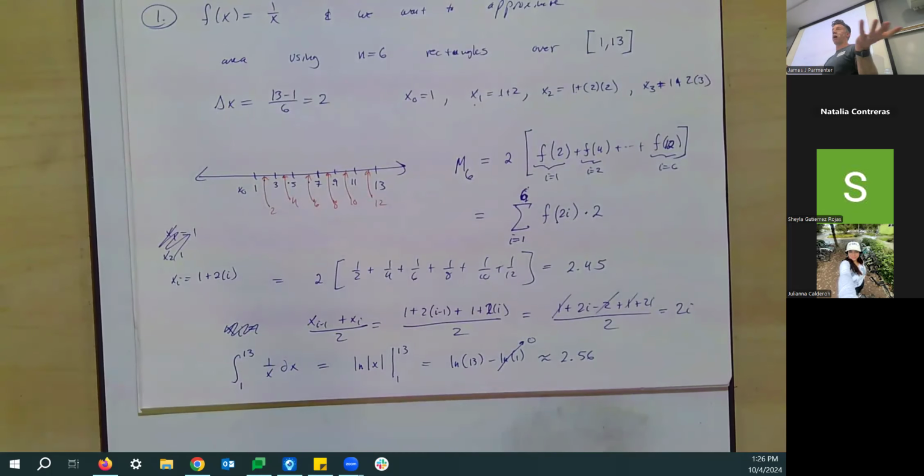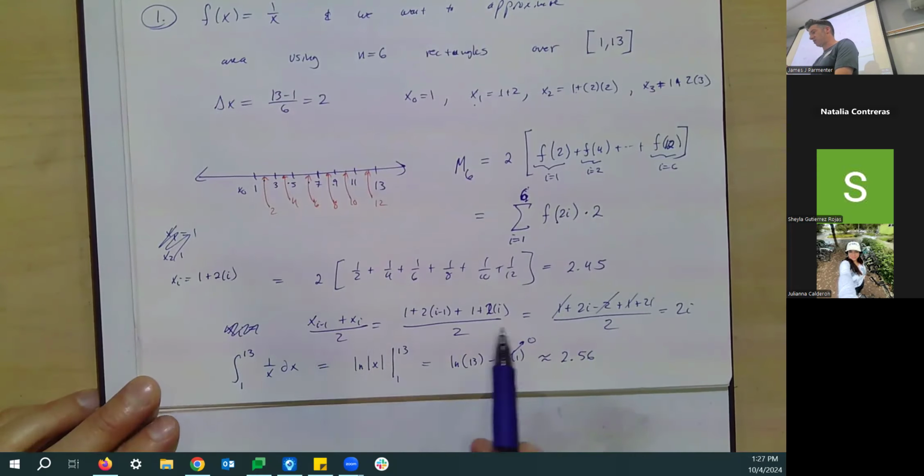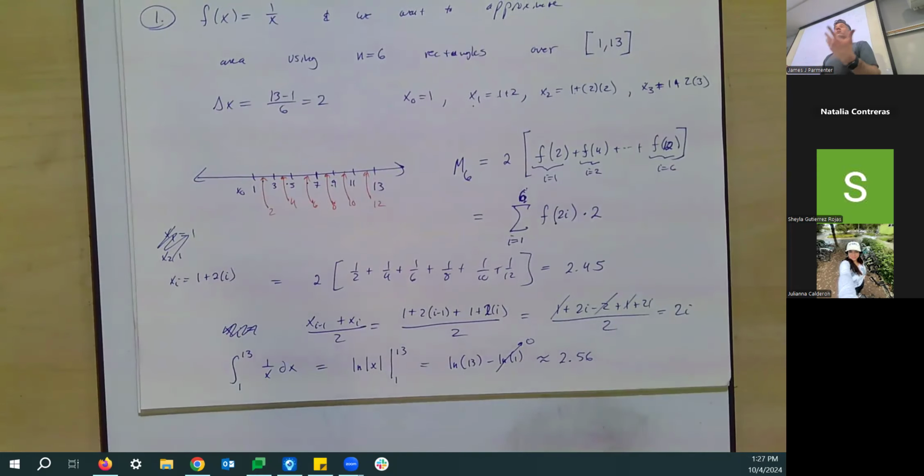So that's kind of how I would approach the midpoint rule. You can certainly be very calculation based if you want to, but you can also just try to look and see what the midpoints are to find a formula for them.